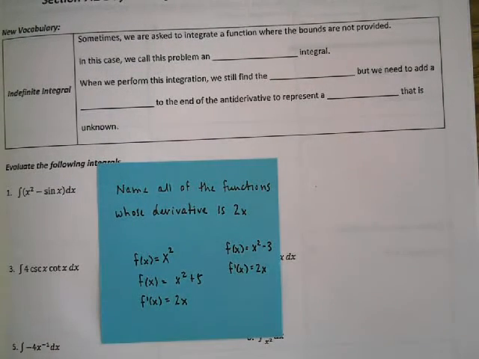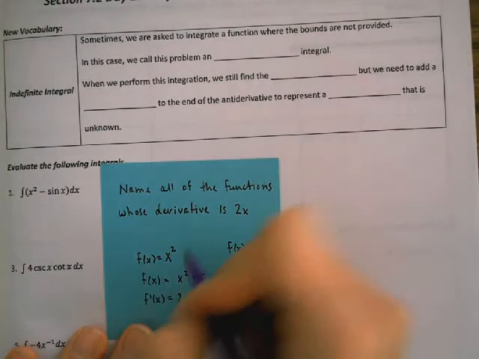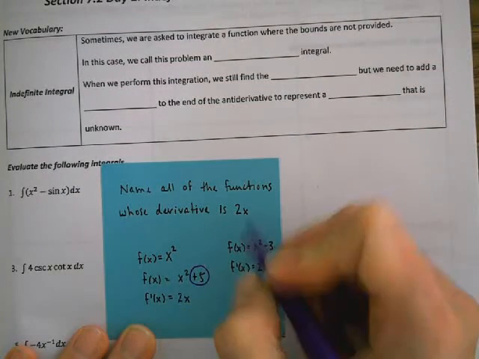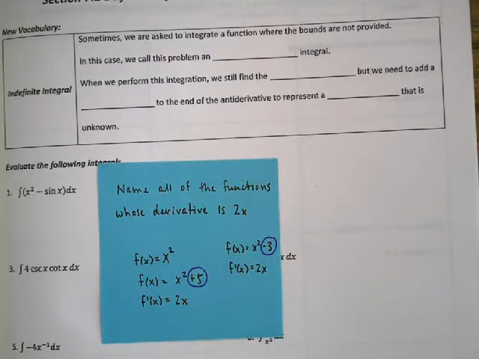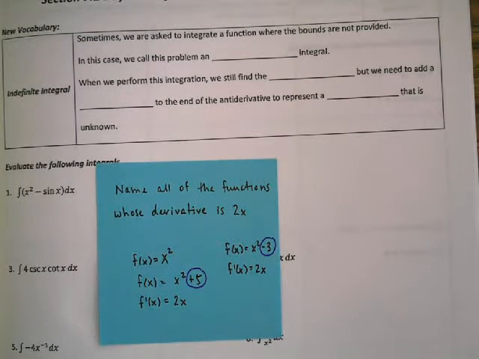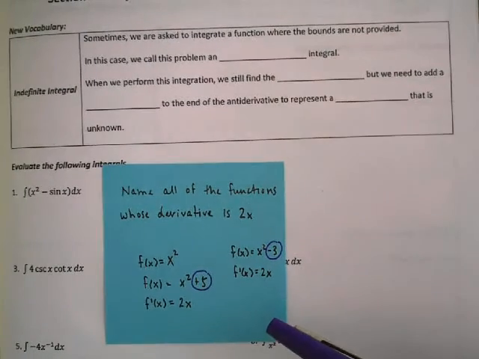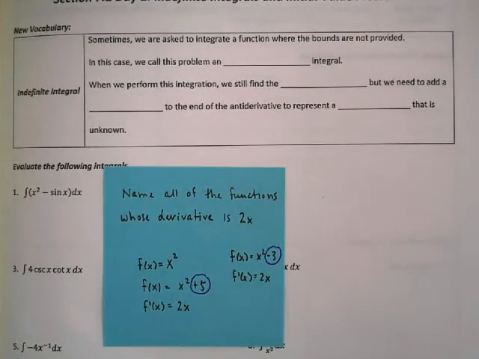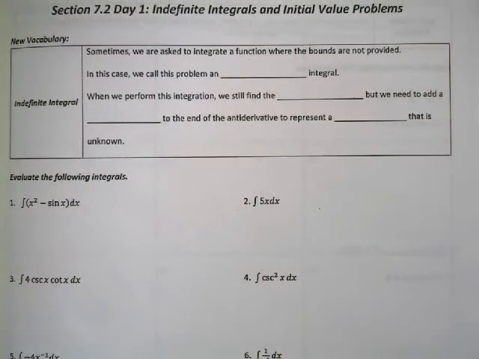So we could do this exercise over and over, and what we would notice is all of the functions whose derivative is 2x just differ by a constant value. If you keep this little example in mind, it's going to make what we're talking about a lot simpler to understand. So let's go to the notes here.